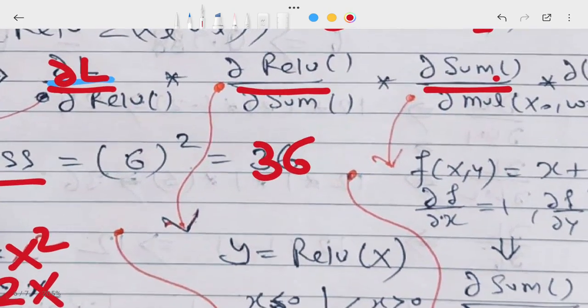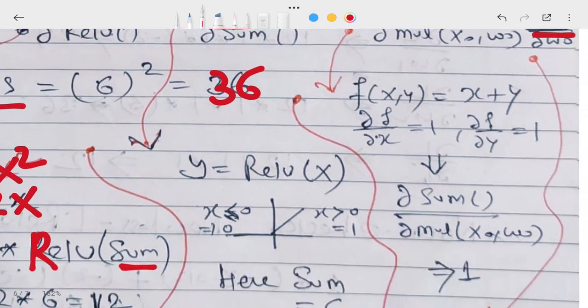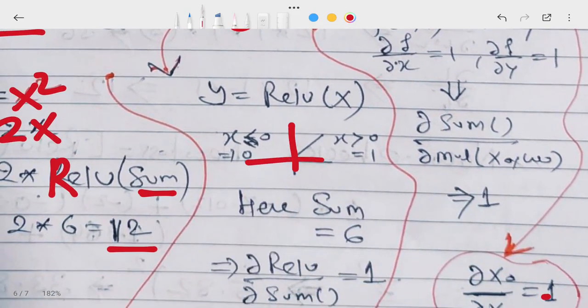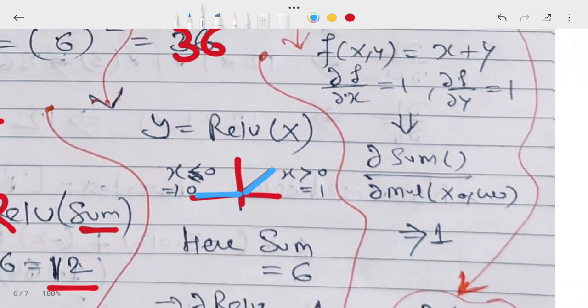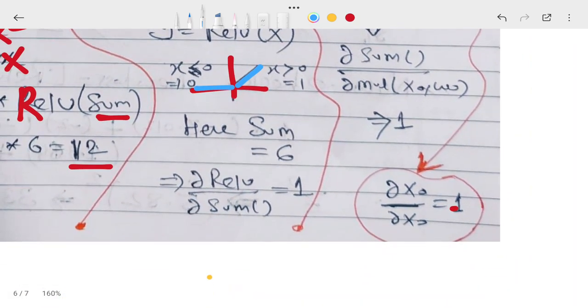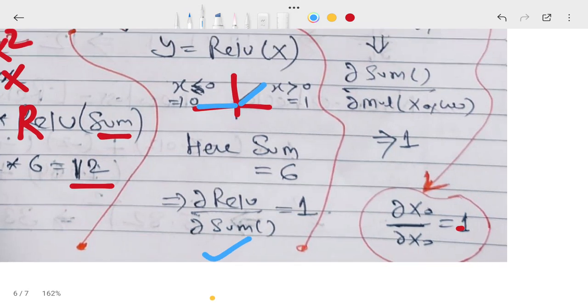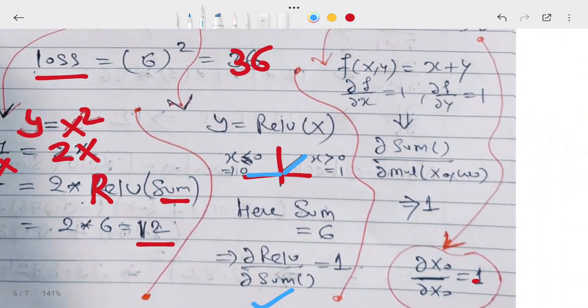Now second, what is the meaning of dReLU upon dsum? This is my ReLU. Whenever the input is less than 0, the output is 0. If it is greater than 0, then 1. Here we will find in our program the derivative of ReLU. So if it is greater than 0, here you will always get 1. dReLU upon dsum is equal to 1, because this value is 6, which is greater than 0.